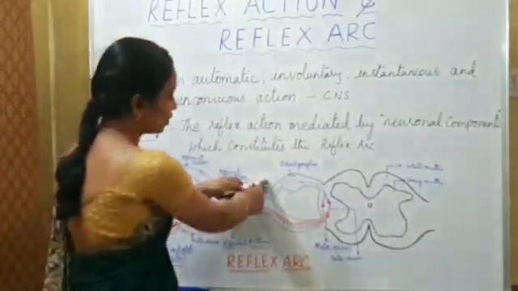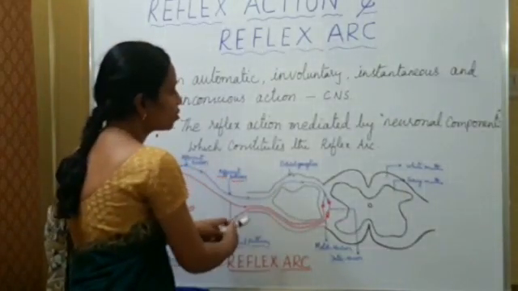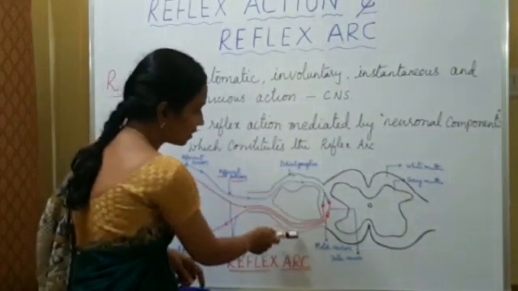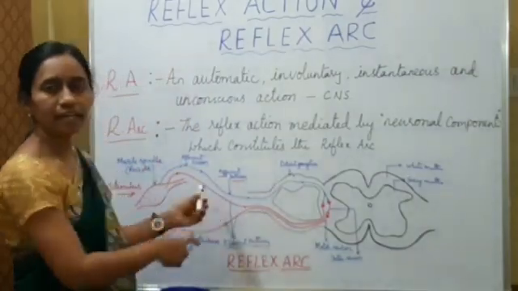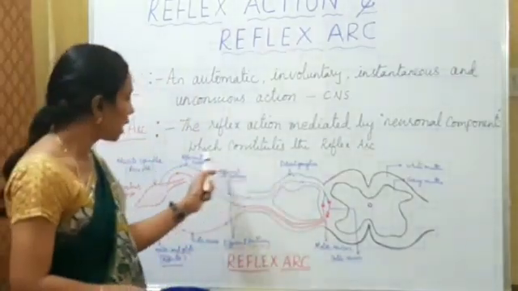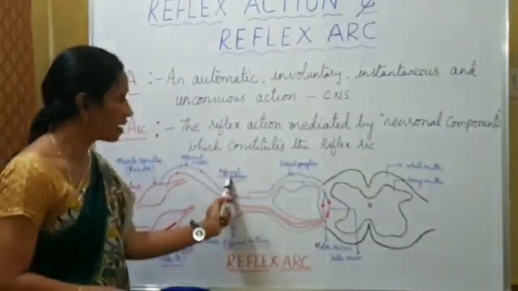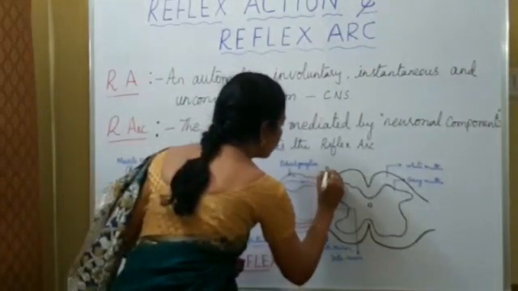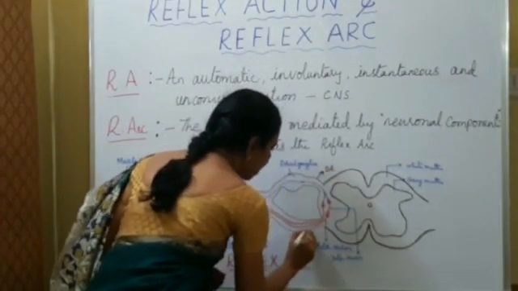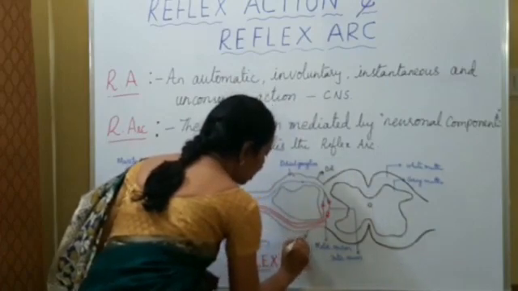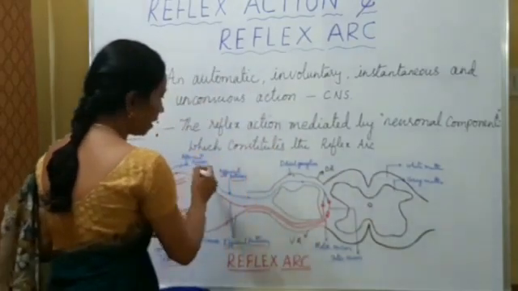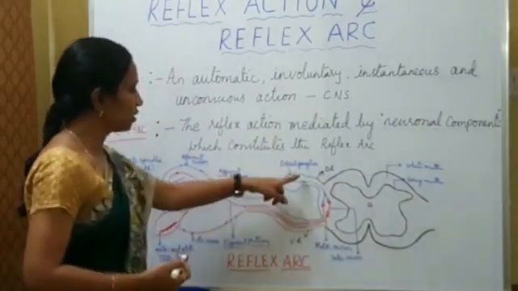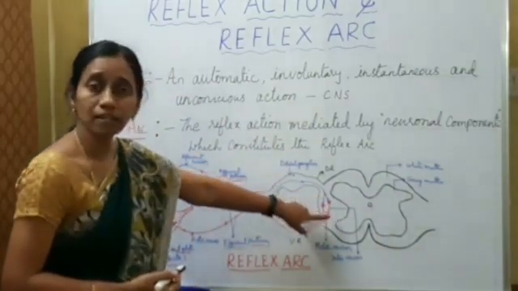It has two roots. Each spinal nerve has two roots. This is the dorsal root and this is the ventral root. It enters into the dorsal root. That pathway is called as afferent pathway. This is called as the dorsal root. And this is called as the ventral root. The afferent pathway enters into the dorsal root and enters into the spinal cord.